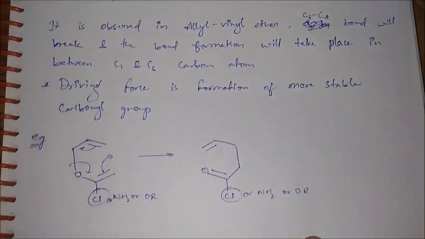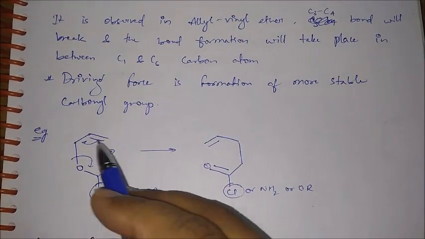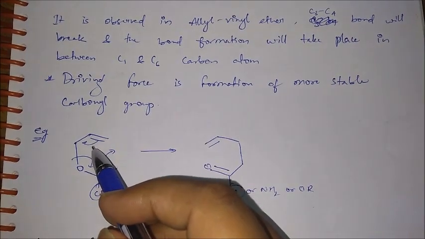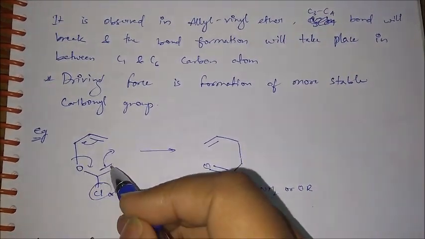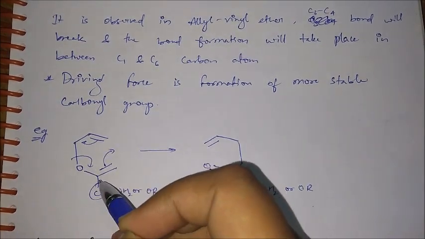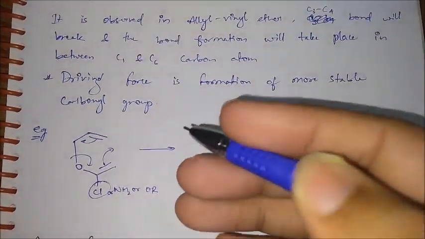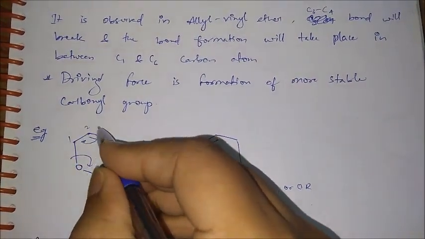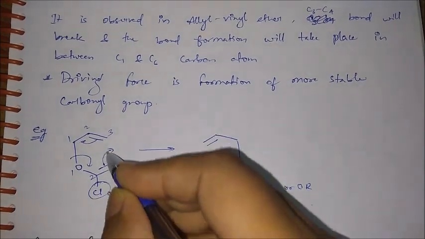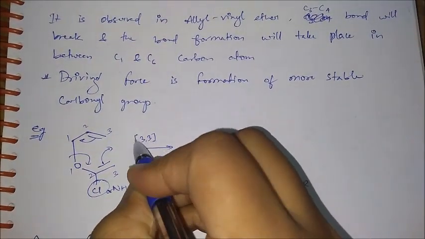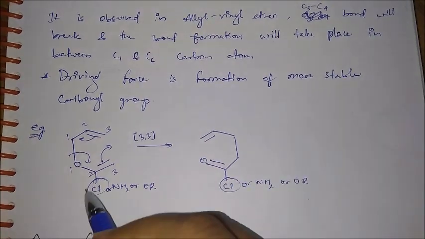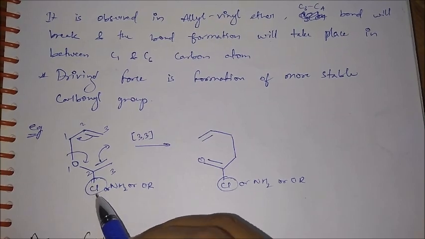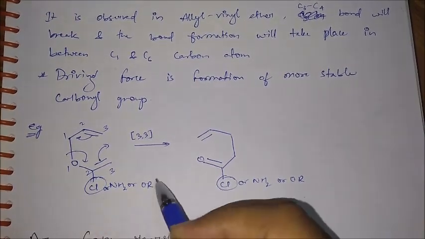Alright, now let's take one more example of it. So we have this compound, you can see over here. This can also undergo Claisen rearrangement, because this is also a 1,5-diene system having an ether group, containing the allyl vinyl ether group. Now if I number it like 1, 2, 3 and 1, 2, and 3, this is also a 3,3-sigmatropic rearrangement. Similar things will happen, and at this place you can have chlorine or NH2 or OR, any of the groups can be present over here.